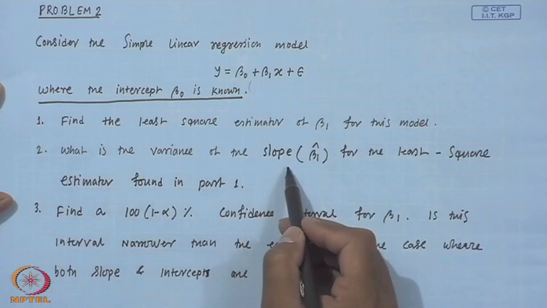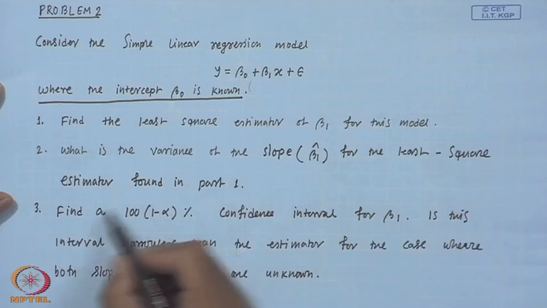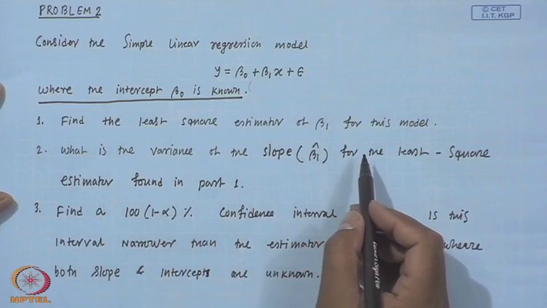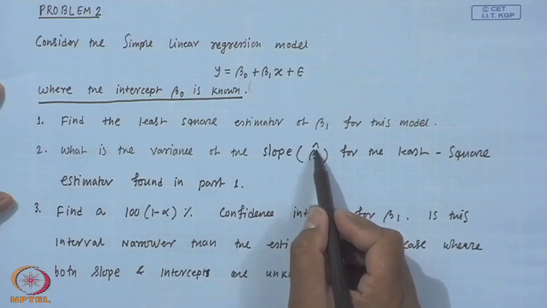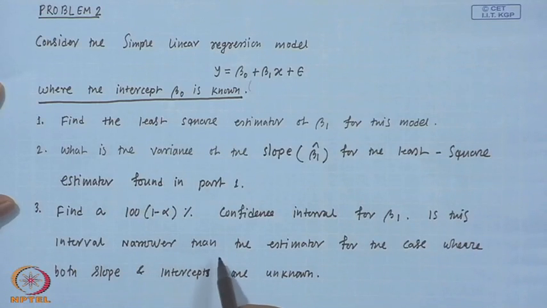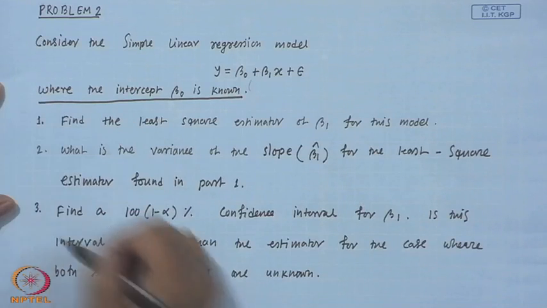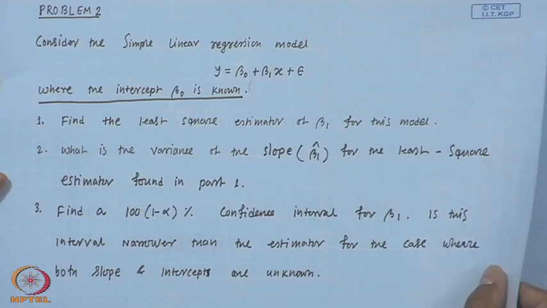Then what is the variance of the slope beta 1 hat for the least square estimator found in part 1? Okay. So, you find a least square estimator of beta 1, say that is beta 1 hat, then find the variance of beta 1 hat. And the final problem is to find the confidence interval for beta 1, and is this interval narrower than the estimator for the case where both slope and intercept are unknown. Okay, you try to solve independently, and then see my solution, and here is the solution.